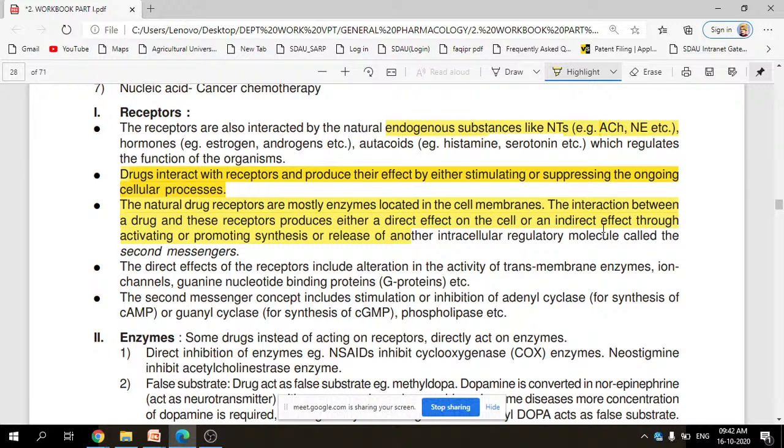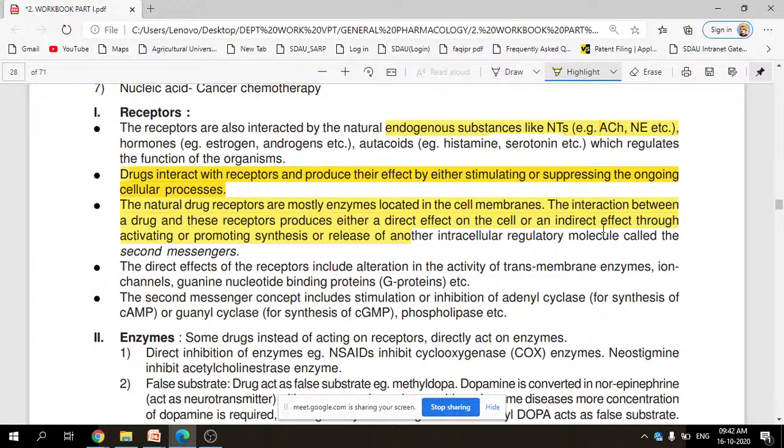The interaction between drug and this receptor produces either a direct effect on the cell or an indirect effect through activating or promoting the synthesis or release of other intracellular regulatory molecules called second messengers. Now, when the receptor is combined with the drug, what will happen? It activates or inhibits certain enzymes, and this activation or inhibition of these enzymes subsequently produces the direct effect or indirect effect.